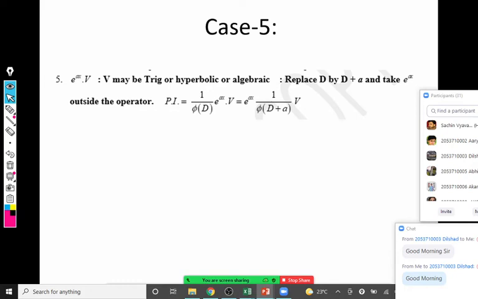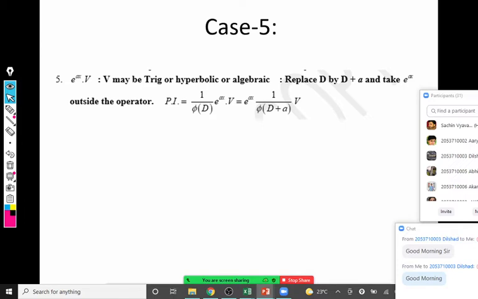So this one is case number 5. Now, in the first 4 cases we learned about different functions like exponential, trigonometric, hyperbolic and algebraic. Now 2 more cases here, case 5 and 6, where we are going to see the combination of these 4 functions only. Which 4 functions? Exponential, trigonometric, hyperbolic and algebraic. So it may happen that exponential into trigonometry appears, or exponential into hyperbolic will appear.